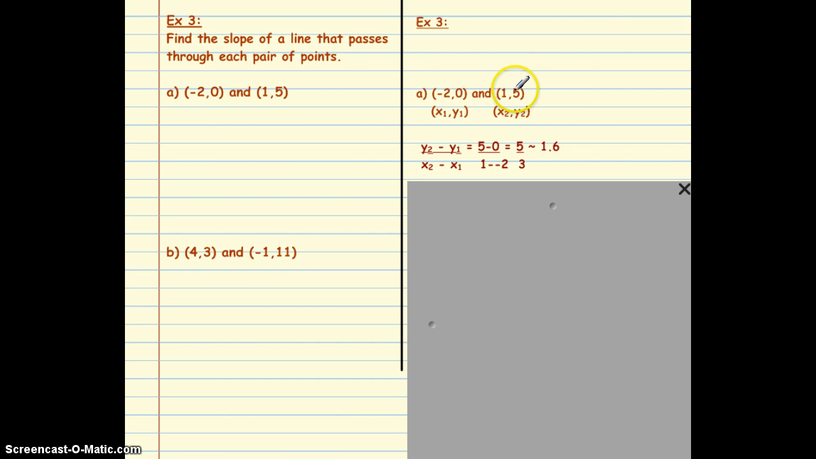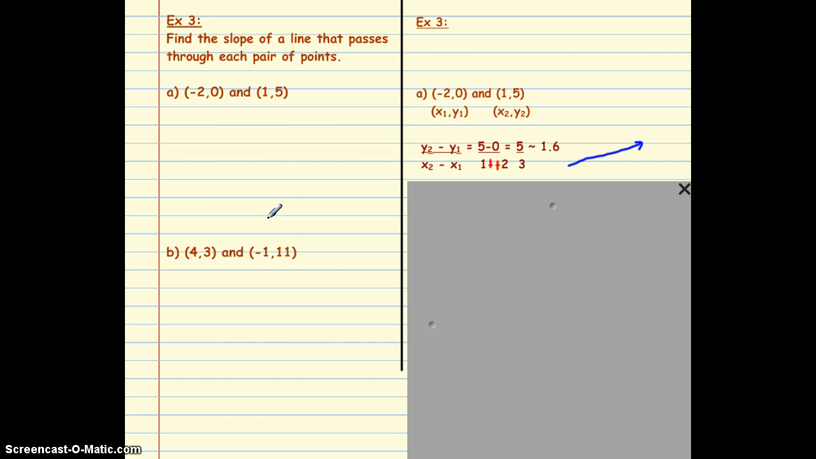Alright, rise over run. Rise is our y, so 5 minus 0 gives us 5. Subtracting our x's, 1 minus negative 2. Subtracting a negative means adding, so 1 plus 2 is 3. And then we want to go one more step, which is to divide 5 divided by 3, which is about 1.6. So the slope between these 2 points on a graph would be a positive 1.6. It'd be going something like that. Ooh, bad graph. There we go, this one looks a little bit better. The slope of this line will be looking something like this to connect these 2 dots.